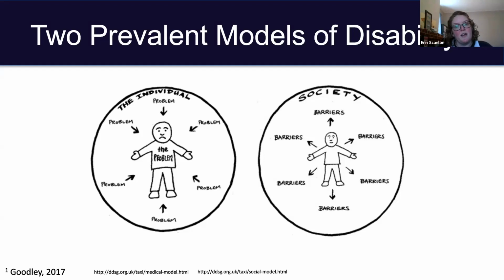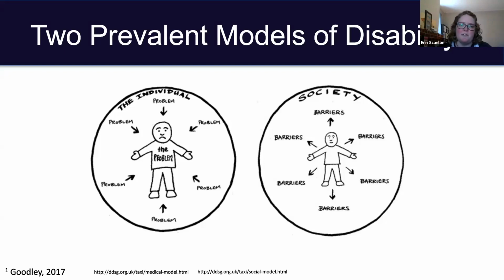On the other hand, we have the social model of disability, and that's the picture on the right-hand side of our screen. In this case, their shirt no longer says "the problem," and now the arrows are labeled as barriers pointing away from the person. In the social model of disability, disability is really about the interaction between a person's impairment and the environment in which they are becoming disabled. So it is really about the interaction between the person and the environment.